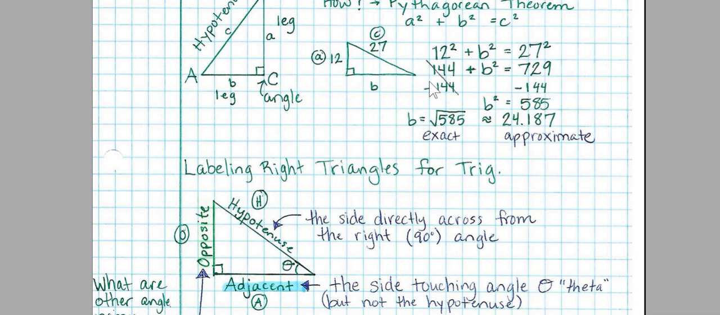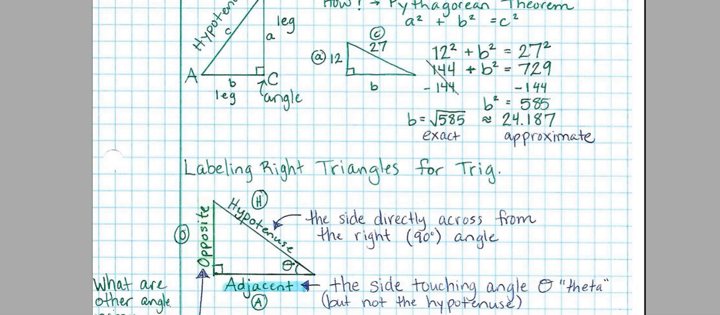Our next step is to try to isolate our variable. Isolate means get it all by itself. Right now there's a 144 being added onto the b squared, so we can subtract that away. If we subtract 144 from one side of an equation, we also have to subtract it from the right side. That's an important part of keeping it balanced so that our equation stays equal. Eliminating the 144 leaves us with b squared equaling 585.